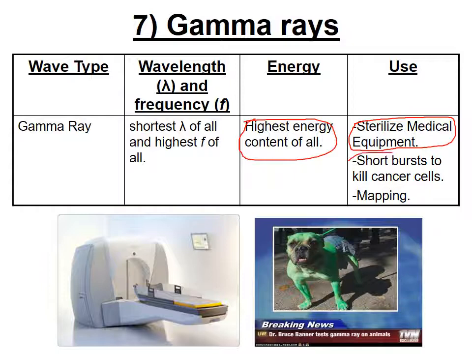We can actually use gamma rays in short bursts to kill some cancer cells, and we can use it for mapping. We can use it for taking pictures of the world, because again, that can go through clouds and through the atmosphere, and it won't be obstructed like visible light will when you're trying to take pictures of things. You can take pictures from above the clouds using satellites in order to create maps and locations of the Earth as well.